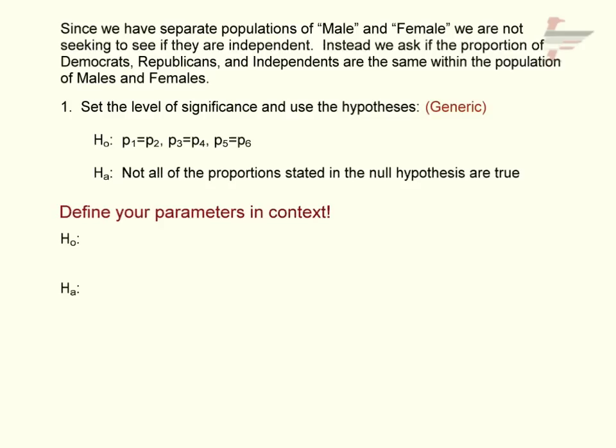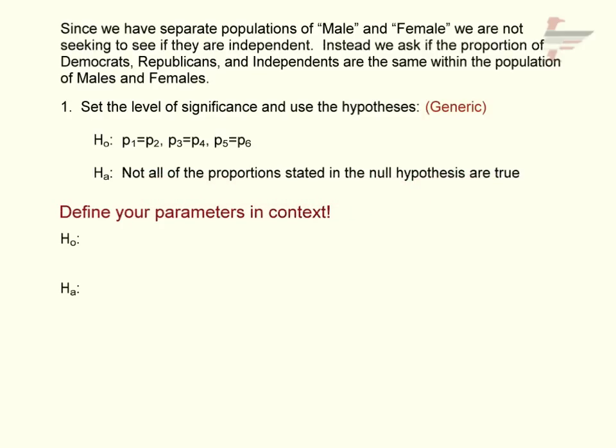So when you state the hypotheses for the test for homogeneity, the very generic version here is shown right here. We are trying to test to see if the proportions are different between the two populations. So we're going to make the assumption or the claim that all of the proportions for these categories are the same, and then we are going to test to see if we have any evidence that some of these proportions are not the same between the populations.